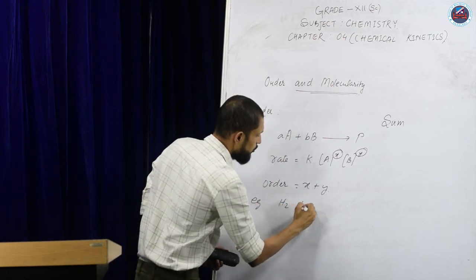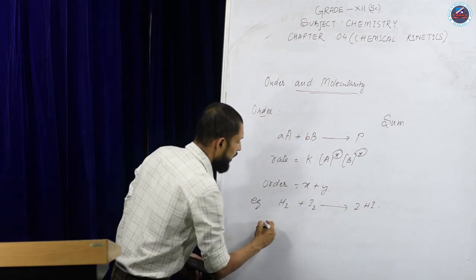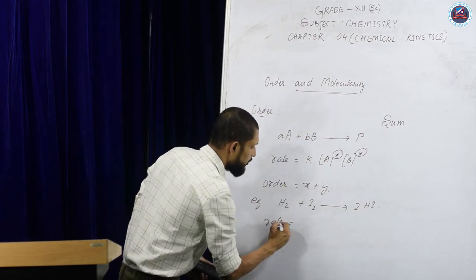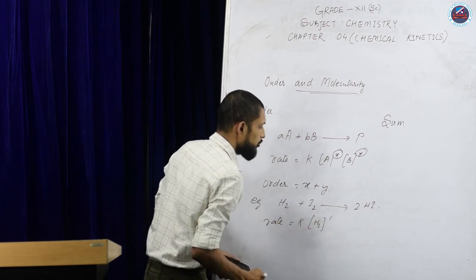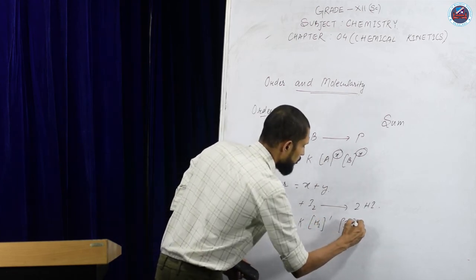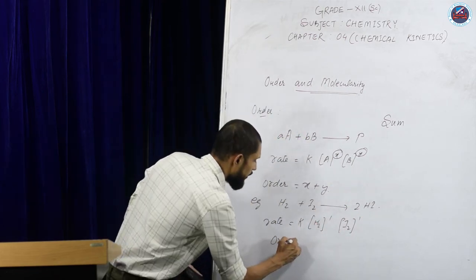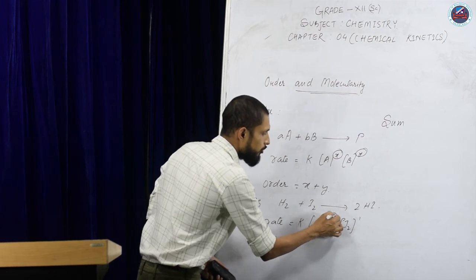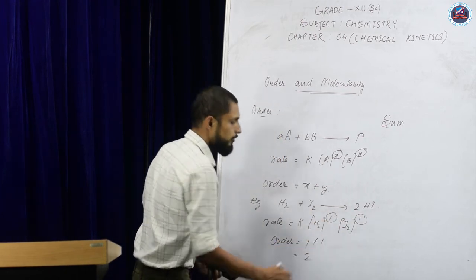Let us take an example. So you have H2 plus I2 gives 2HI. So if you apply the rate law for this reaction, rate constant, concentration of H2 to the power 1, concentration of I2 to the power 1. So the order of this reaction is equal to sum of the powers, that is 1 plus 1 is equal to 2.